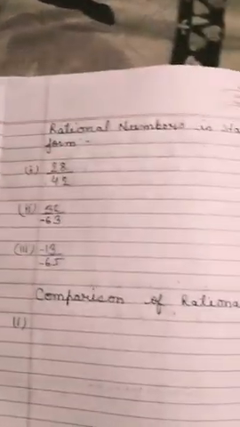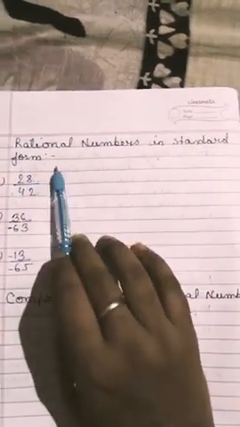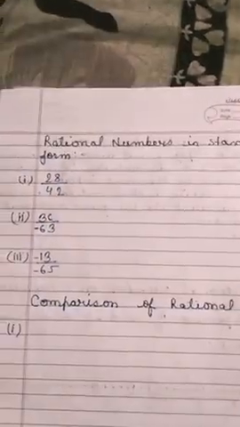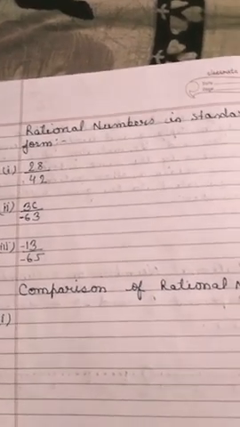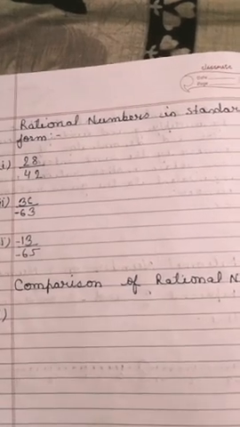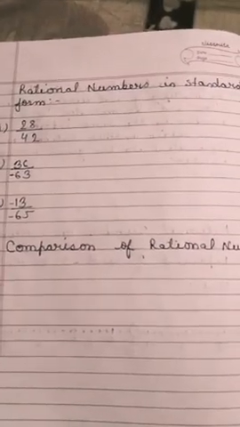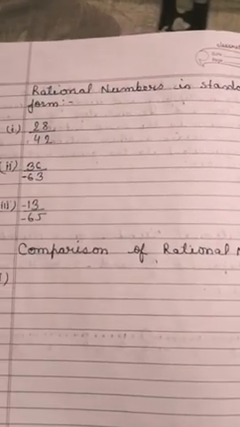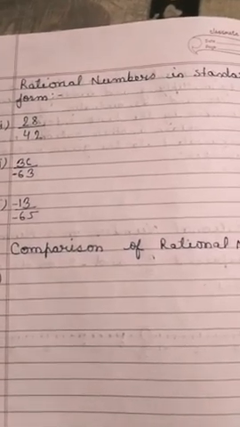Next part is rational number in standard form. What is this standard form? You can see here I have given some examples. What is the meaning of standard form? A rational number is said to be in the standard form if its denominator is a positive integer.